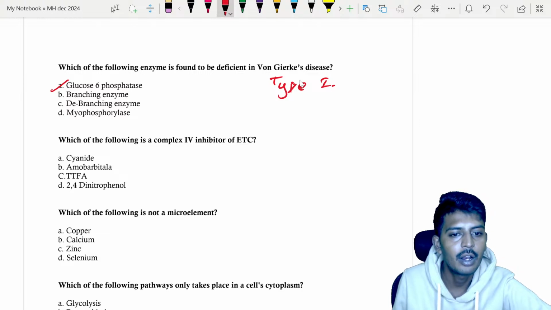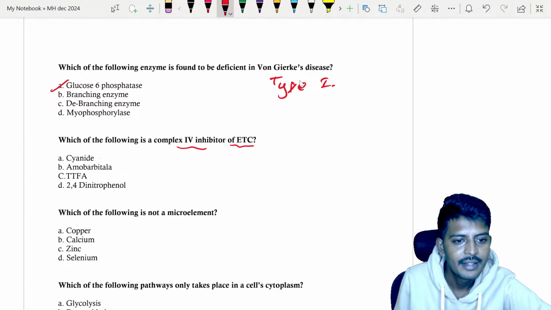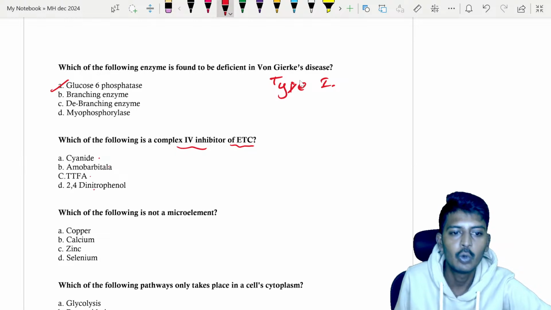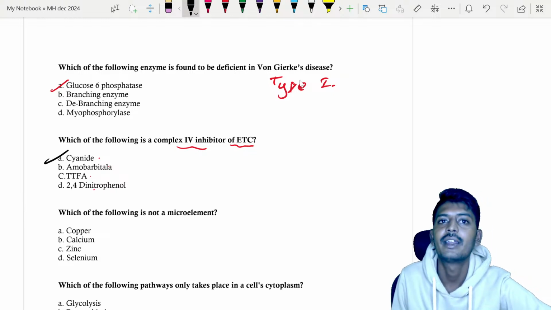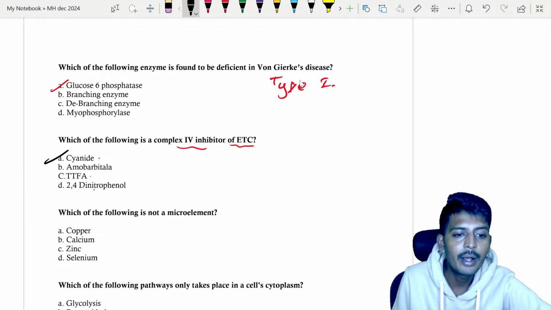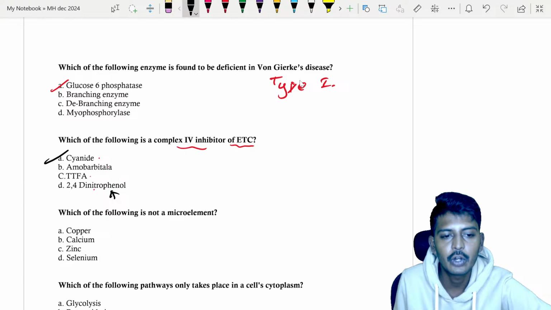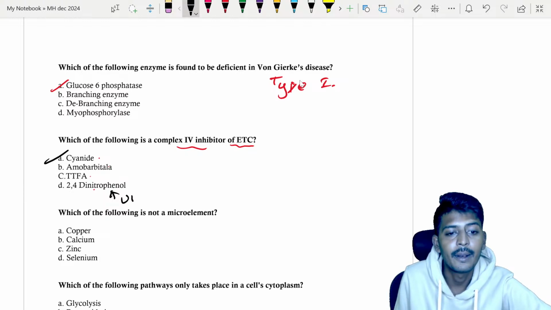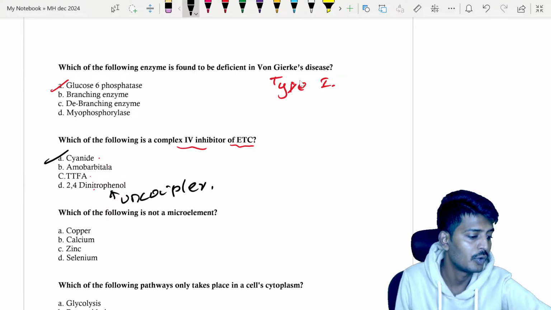Okay. Which of the following is a complex 4 inhibitor of the electron transport chain? Let's look at the options: cyanide, amobarbital, TTFA, 2,4 dinitrophenol. So the answer is cyanide, the complex 4 blocker. Now, 2,4 DNP, dinitrophenol, my dear students, is very important. Remember, 2,4 dinitrophenol is an uncoupler. It uncouples oxidative phosphorylation.